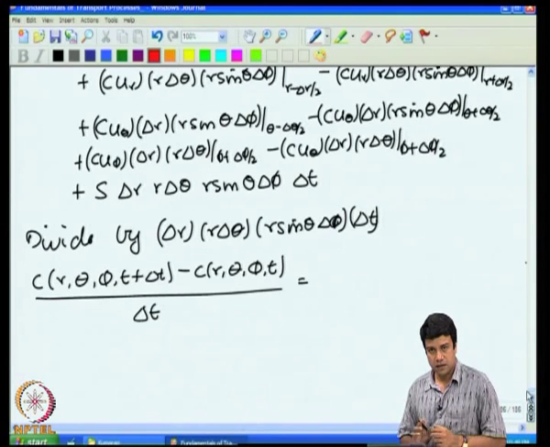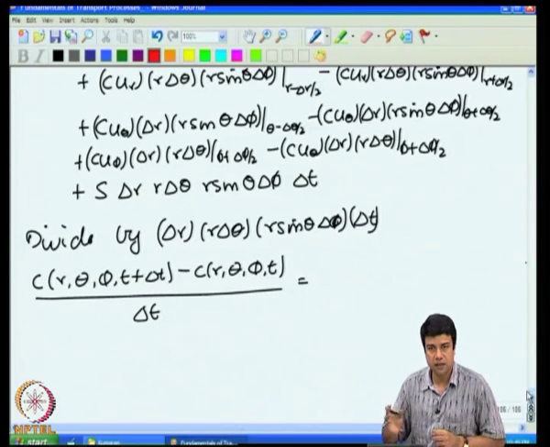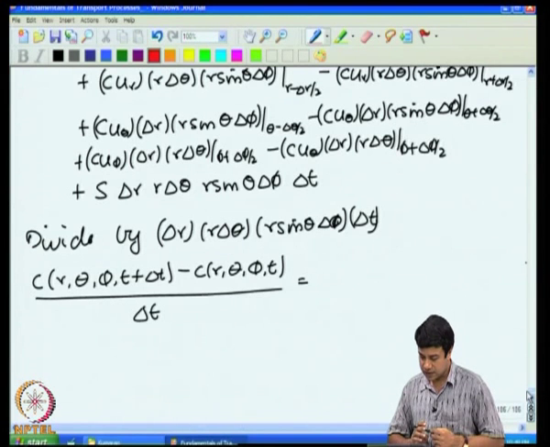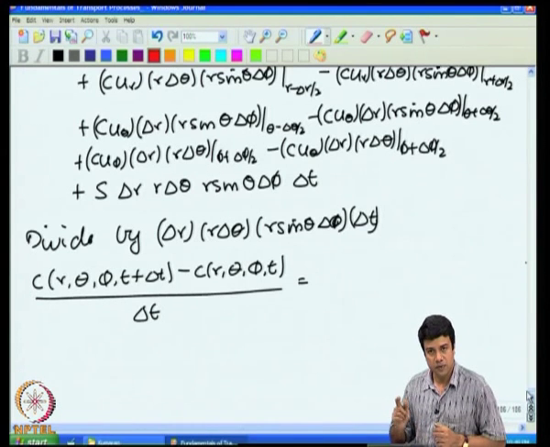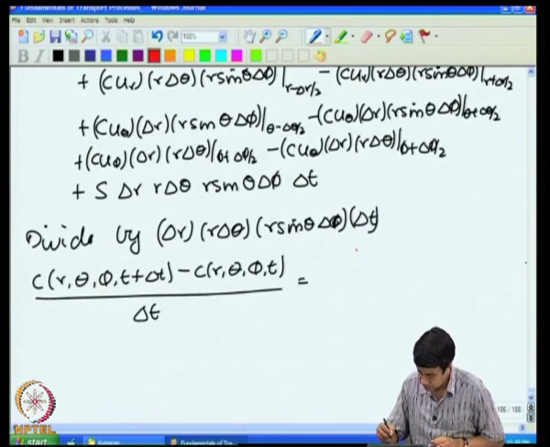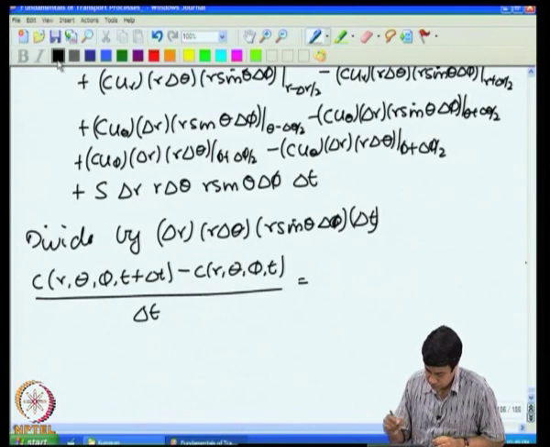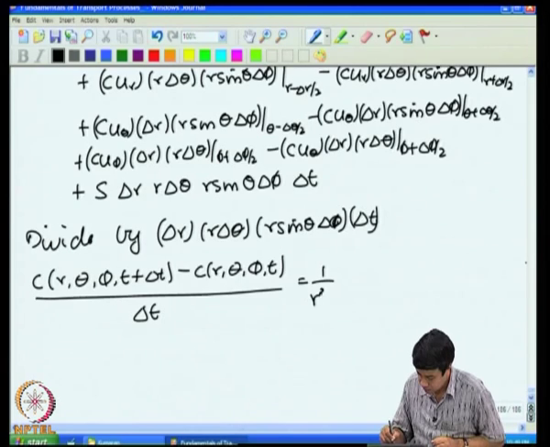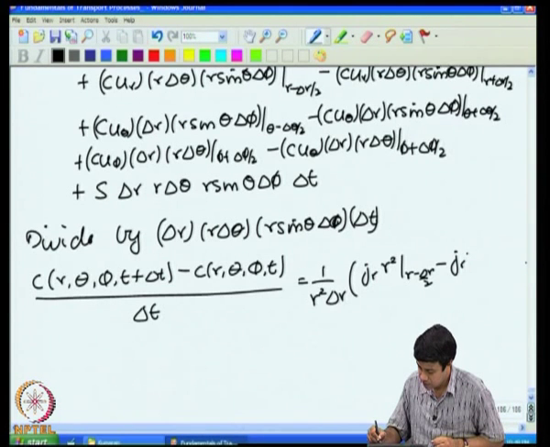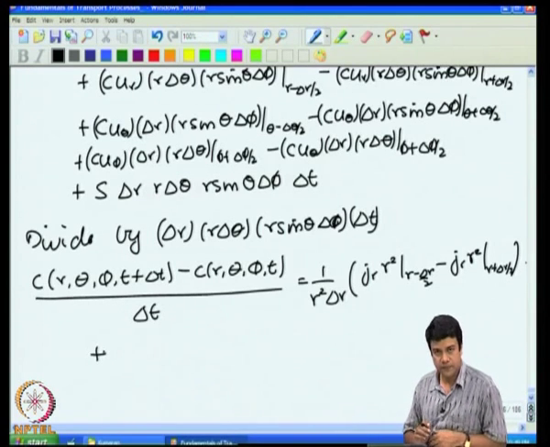So, for the JR, you can of course cancel out theta and phi. Sin theta can be cancelled out because you are only varying r, you are not varying theta, okay, when you do the two surfaces at r and r plus delta r. So, the sin theta factor will cancel out, delta theta and delta phi will cancel out, but within r I will have one by r square delta r into jr times r square at r minus delta r by 2 minus jr times r square at r plus delta r by 2, okay, plus, okay.